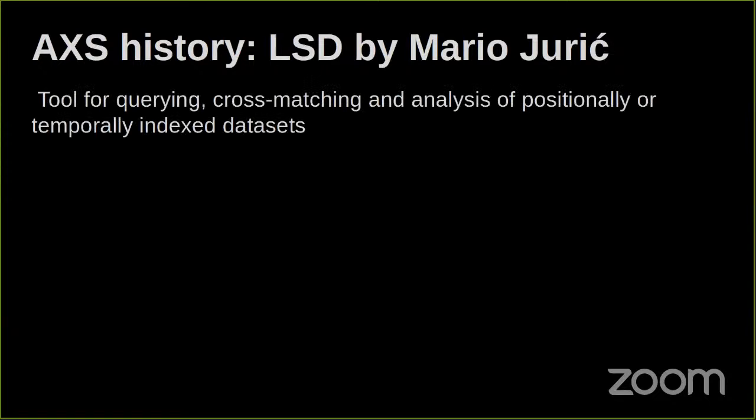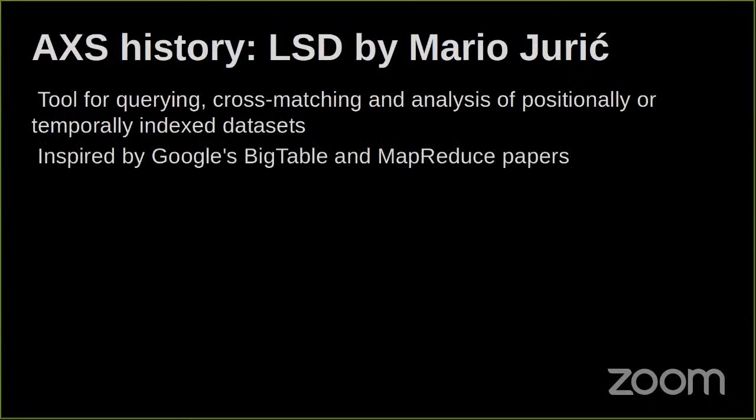A bit of history of AXS: there was this system, with a bit of an unfortunate name, by Mario Juric called LSD. I think it's just a large-scale database. It is a tool for querying and cross-matching analysis of positionally or temporally indexed datasets. And it was a bit ahead of its time. It was inspired by Google's Bigtable and MapReduce papers, just like Spark. And it solved the same problems, but in a specific way.